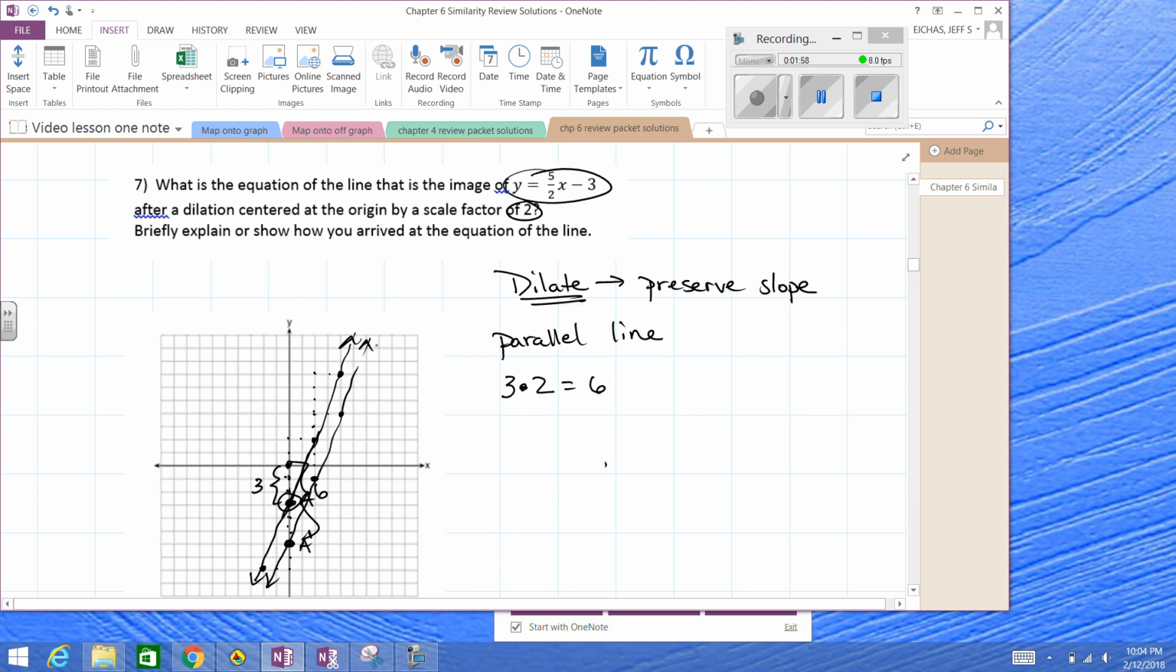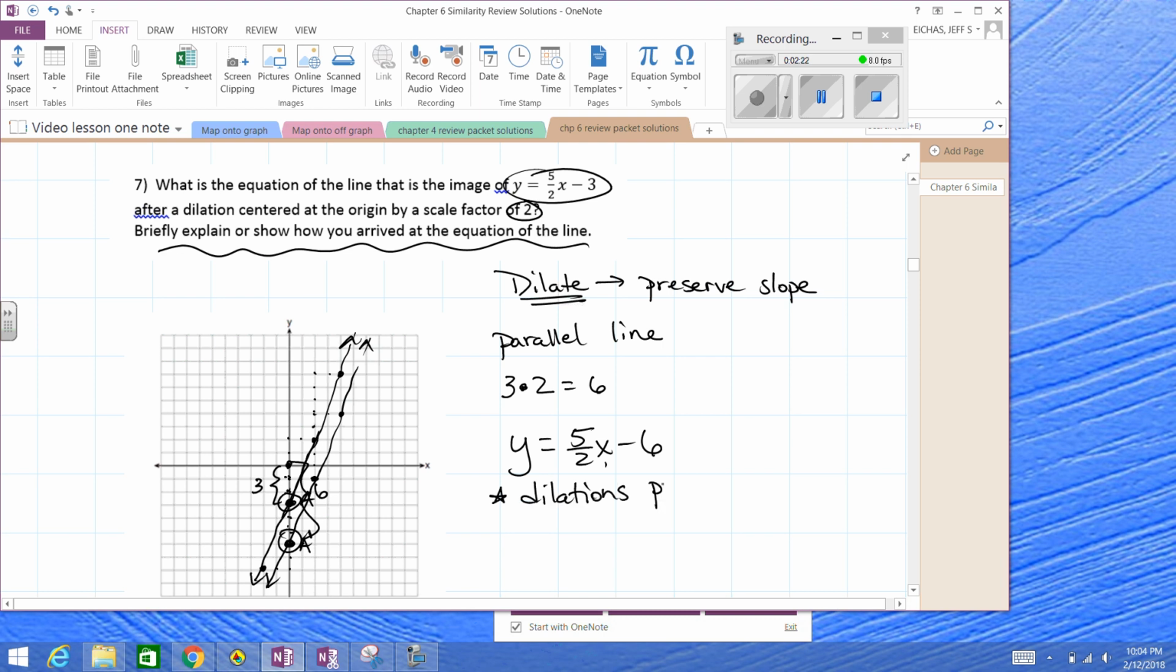It does have a different y-intercept, so the equation of the line is y equals 5/2 x. Now I had that slope anyway, the same slope. -6 was the y-intercept, is what it ended up being. Briefly explain or show how you arrived. Hopefully this does show work enough. So I will just explain it.